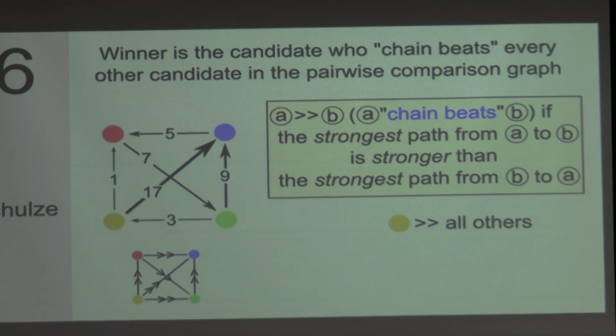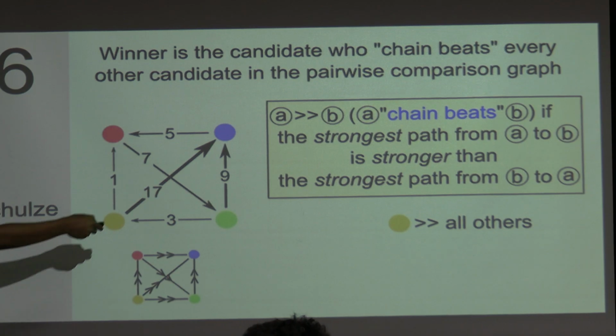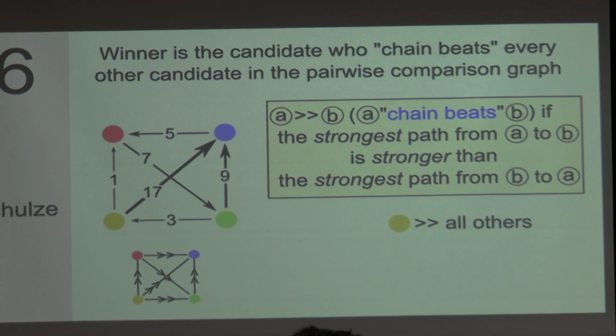So tie breaking is among the chain beats winners. If there are multiple people who are not chain beaten by anyone, you pick from among them. Once you draw this graph, if there are multiple candidates who qualify as Schulze winners, you just pick one of them. You're right, I should be saying at least as strong as to guarantee existence, but I'm just saying stronger to keep things a bit clean. Good. So in this example, yellow is the Schulze winner because it chain beats everybody else.